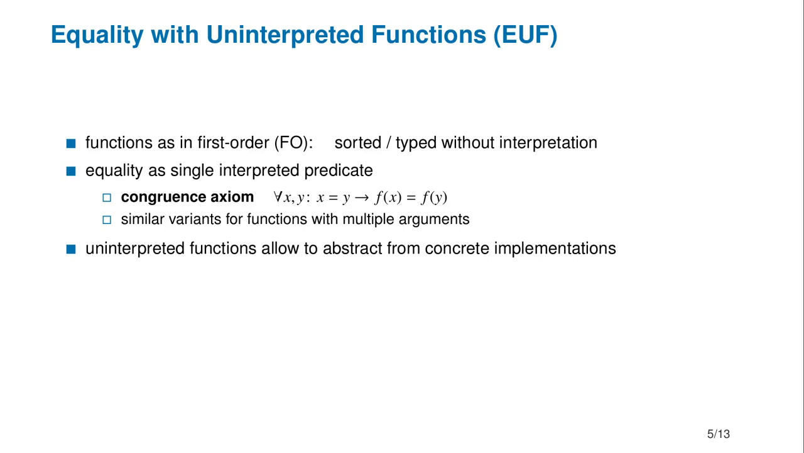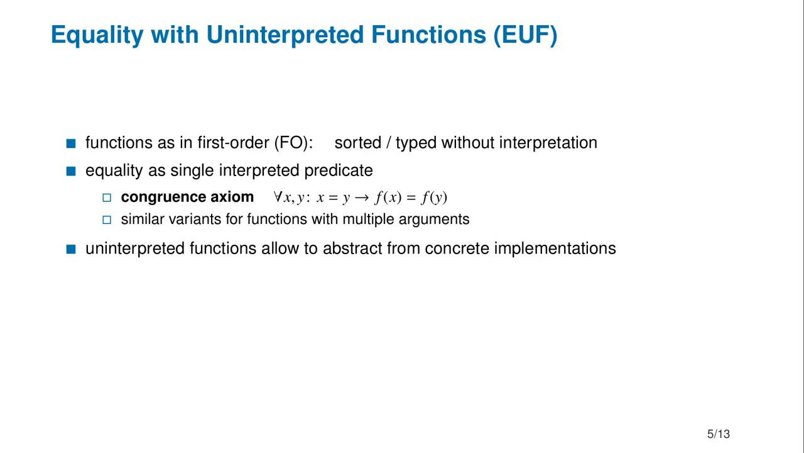So we have functions as we have them in first-order logic. They are sorted or typed without any specific interpretation, and the only interpreted predicate is equality. And we have the following congruence axiom. For all x, y, it holds that if x and y are equal, then it follows that f of x is equal to f of y. This could also be extended to functions with multiple arguments, but this is more a technicality, and I do not want to discuss this in detail here.